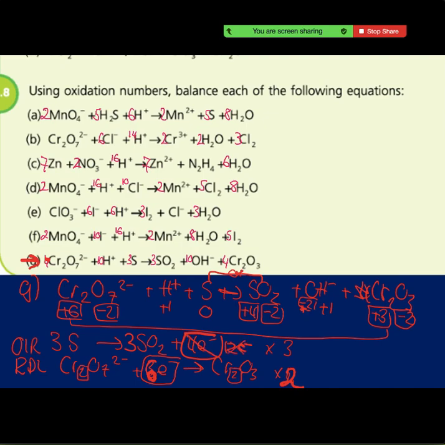And wait, Miss, why are you doing that? Because when we do the oxidation states, we're doing it for one element. So we're doing it for 1 chromium. So chromium plus 6 goes to chromium plus 3 from left side to right side. But they're both Cr2. But when we do the oxidation states, we do it for 1 element and there's 2 elements here.